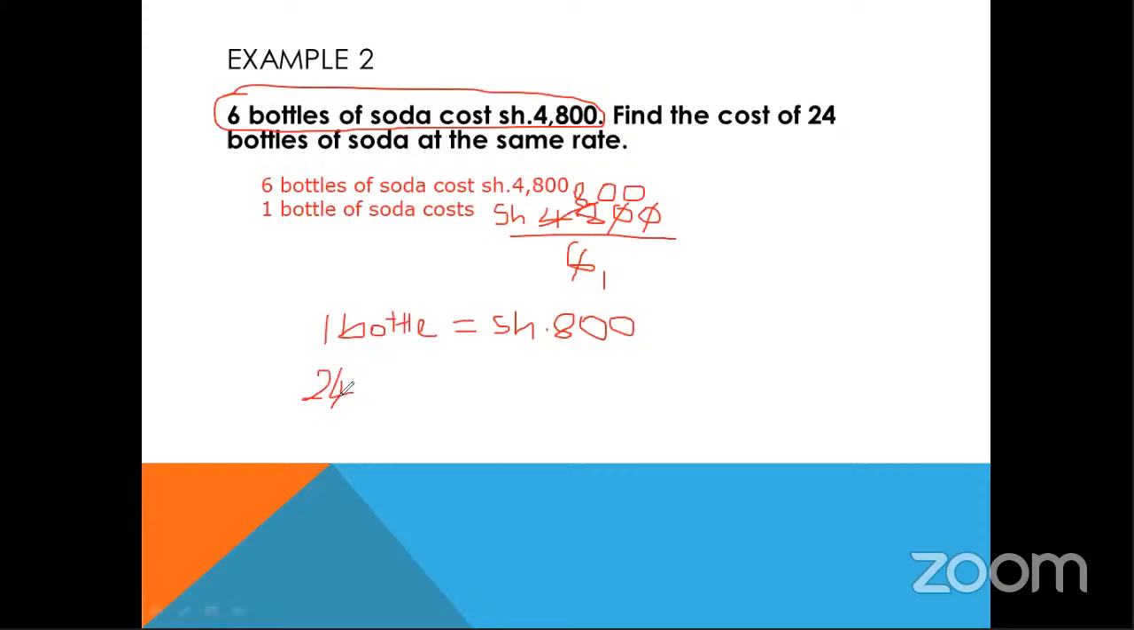So how do I now get the cost of 24 bottles of soda? You multiply with the answer above. Okay, we multiply, so we can write it vertically like this. 800. Can we multiply together? Or let me pick someone to multiply for us. 800 times 24.